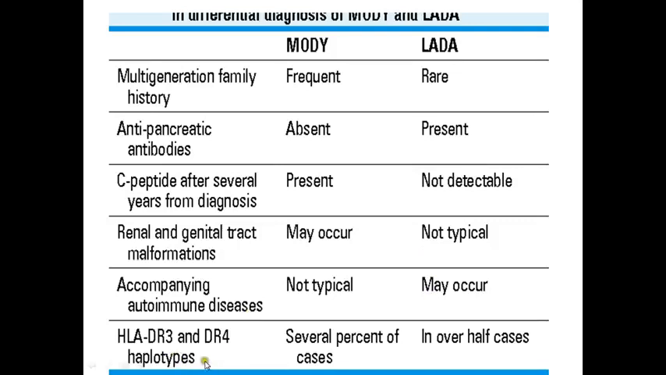HLA DR3 and DR4 haplotypes are present in several percent of the cases, in over half of the cases. So this can or cannot be present. Okay? So the thing to remember is MODY is something similar to type 2, treated like type 2, but occurring in childhood, and LADA is something like type 1, but occurring at a later age.